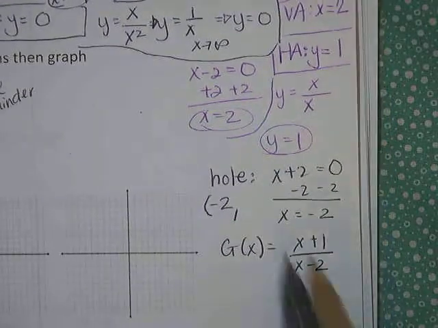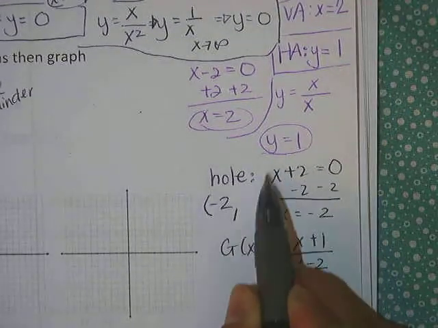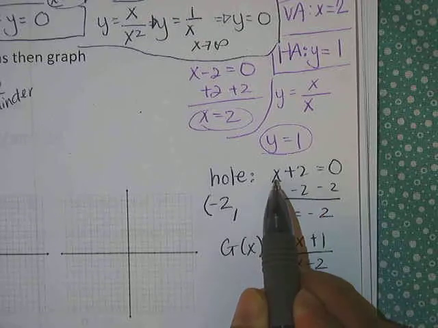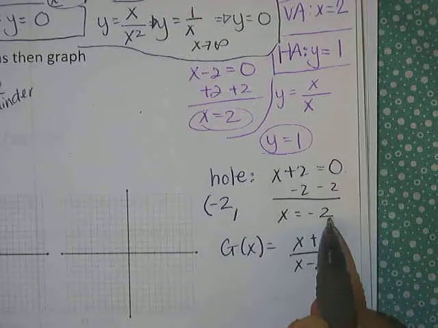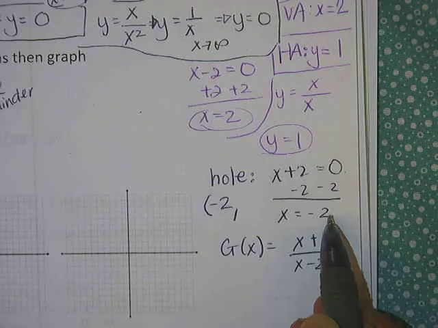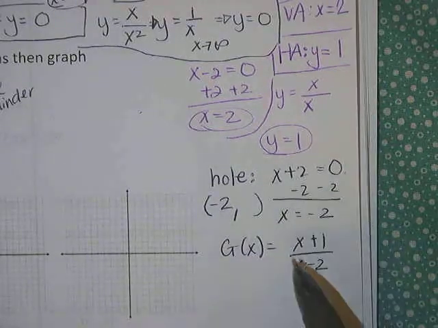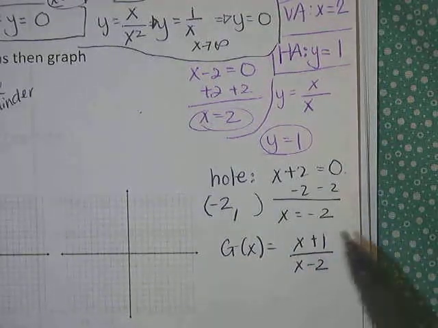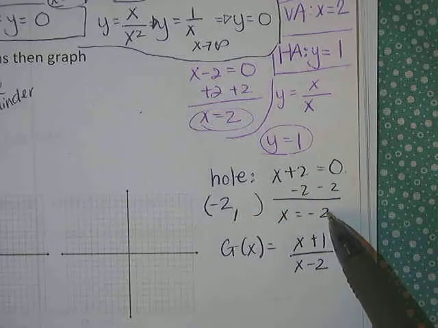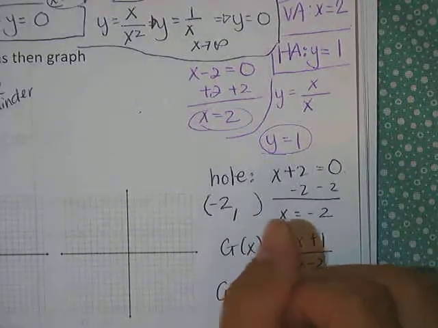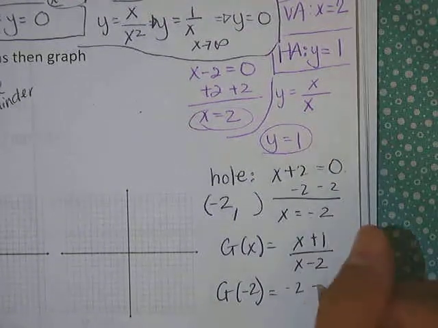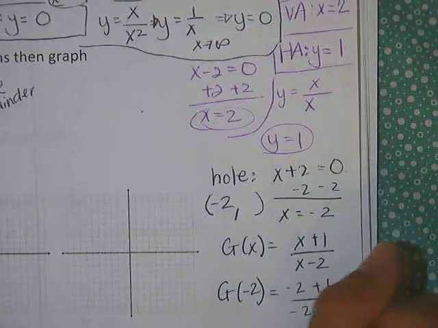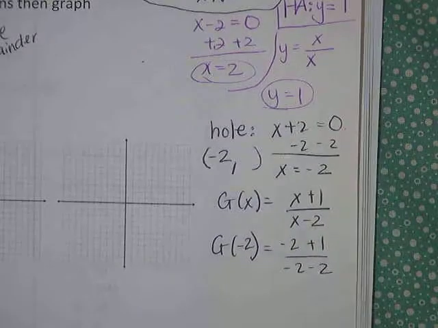Well, where is this particular y value? What we need to do is substitute x into your g of x. Your g of x is now x plus 1 all over x minus 2. Okay, I'm going to move up a little bit. Sorry, your hole is whatever you reduced or whatever was canceled out; you set it equal to 0 and solve for x, so therefore x equals negative 2.